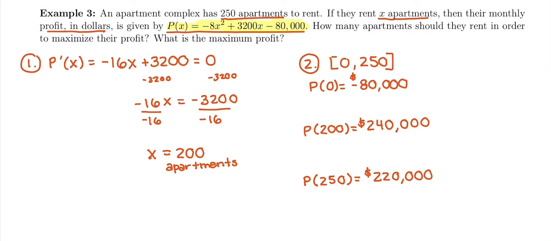So what's our recommendation going to be? What's going to give them the absolute max money? Negative 80,000, 240,000, or 220,000? Definitely $240,000 is the highest monthly profit that they can get.